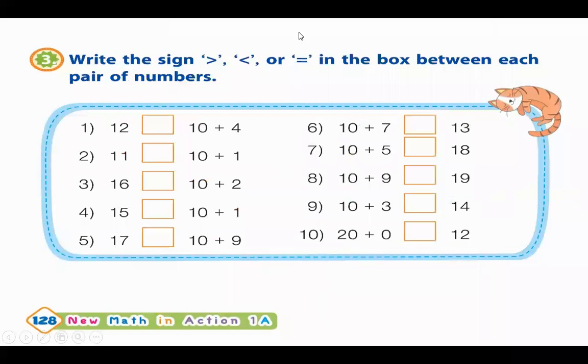Next, write the sign, greater than, less than, or equal, in the box between each pair of numbers. Let's say for example, number 1, 12. Then you have to write down the symbol inside the box. Do you think that 12 and 10 plus 4 are equal, less than, or greater than? Okay, let's find out. 10 plus 4 equals 14. That means 12 is less than 14.